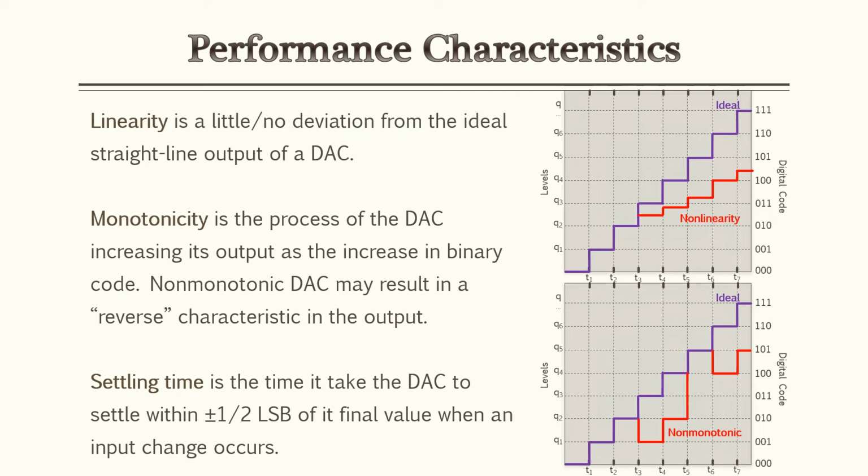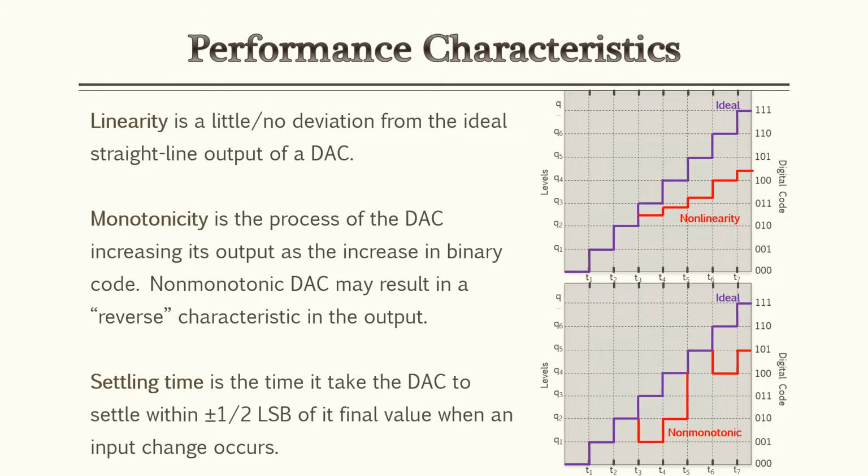The next performance characteristic is linearity. Linearity is little to no deviation from the ideal straight line output of your digital analog converter. So when your bits increase on your input, you should see nice little uniform steps on your output. When this doesn't happen, it's called nonlinearity.